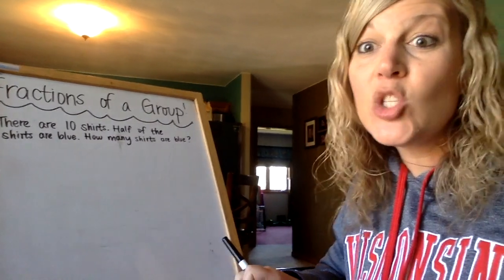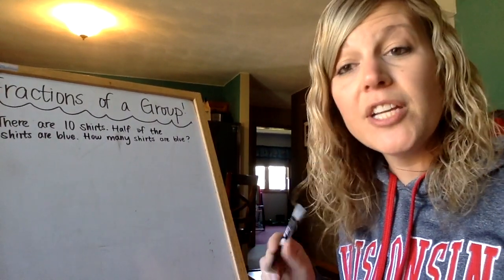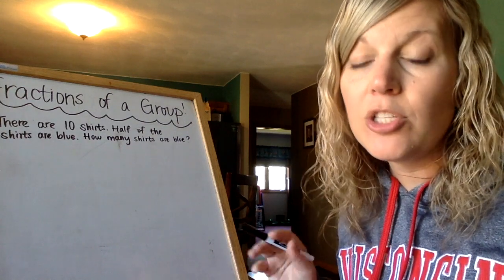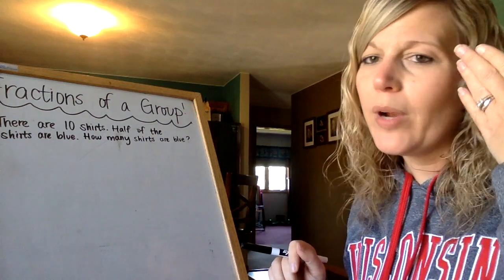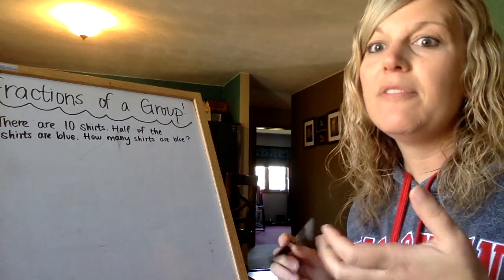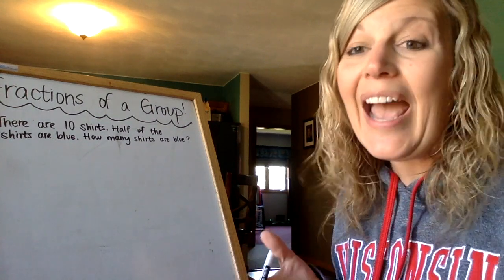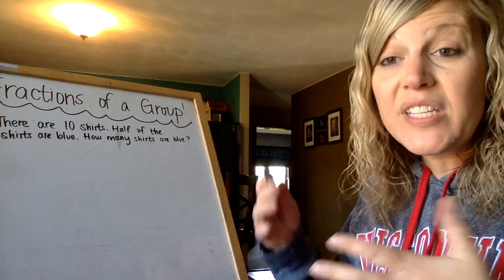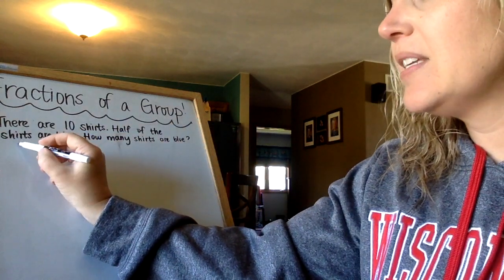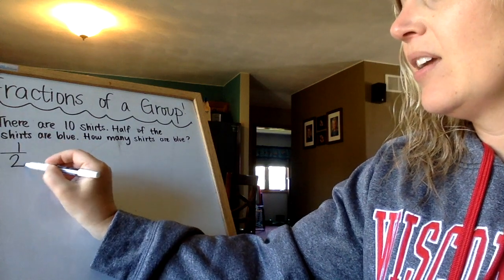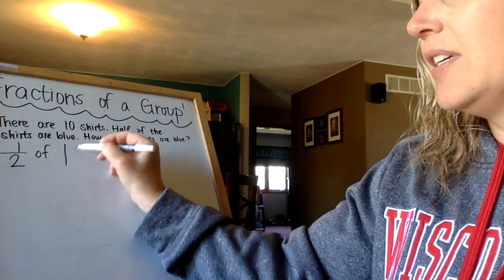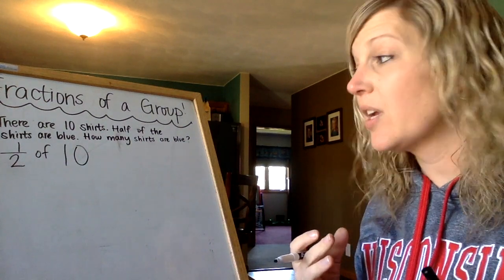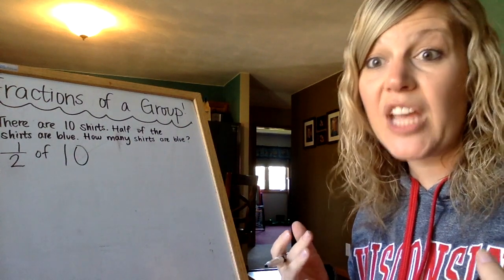All right, we're going to work on fractions of a group. And my story problem says that there are 10 shirts. Half of the shirts are blue. How many shirts are blue? So you probably know right away, because you do know that if you take the whole number 10, you know what half is. You've been doing that since kindergarten. So when we see a problem like this, we might see it written as 1/2 of 10. All right, so that's the fraction story problem that we're working with. What is 1/2 of 10?